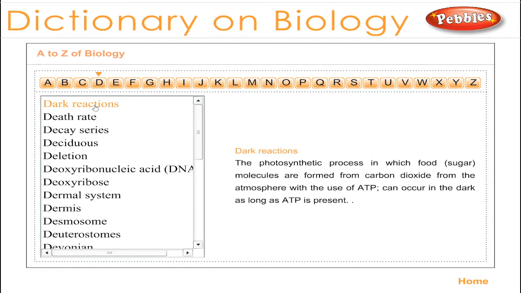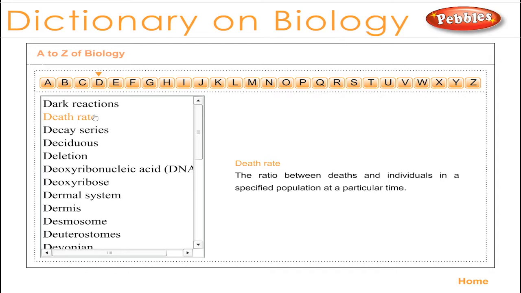Dark reactions, the photosynthetic process in which food or sugar molecules are formed from carbon dioxide from the atmosphere with the use of ATP, can occur in the dark as long as ATP is present. Death rate, the ratio between deaths and individuals in a specified population at a particular time.